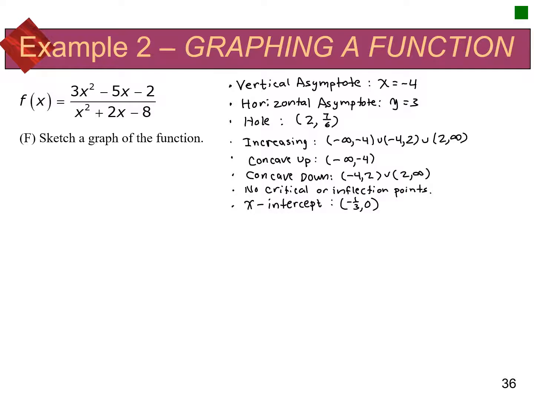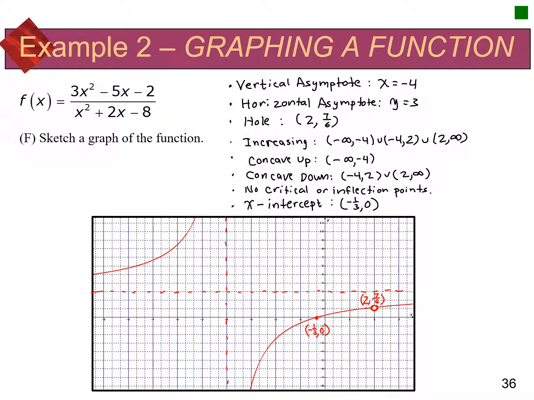And I do have an x-intercept at negative 1/3, 0. So when I graph this, the main points of interest I can see there are negative 1/3, 0 and 2, 7/6. There might be some other points I might want to try out as well, but that's generally what the graph will look like. And I'm not going to have you do anything interactive with this.